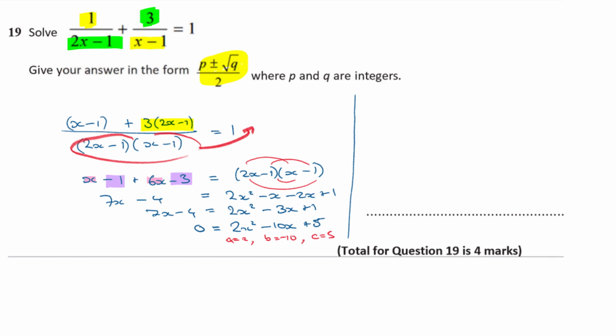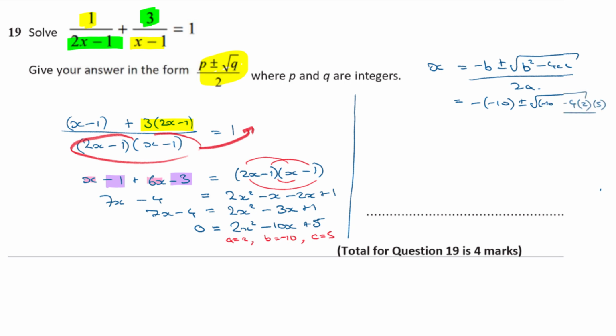formula. And I know that with the formula, x equals minus b plus or minus the square root of b squared minus 4ac all over 2a. Okay, so subbing in my values from a, b, and c then, that's going to be minus negative 10 plus or minus the square root of negative 10 squared minus 4 times 2 times 5, just subbing in a, b, and c, all over 2 lots of 2.